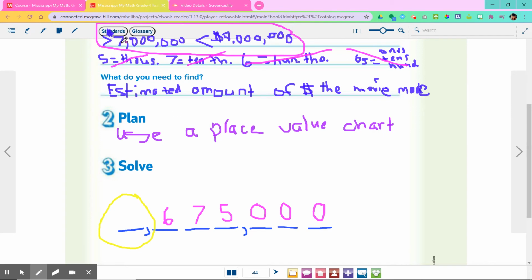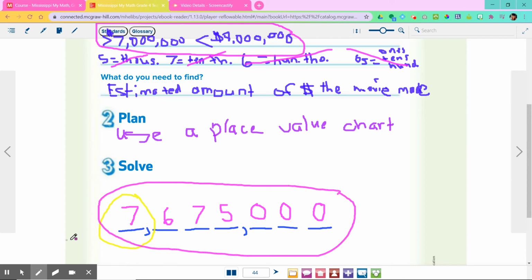But it has to be greater than 7 million, so I can't use 1 million, can't use 2 million, 3 million, 4 million, 5 million, 6 million. Well, what about 7 million? If I put a 7 right there, my new number is 7,675,000. Is it greater than 7 million? Yes. Is 7,675,000 less than 8 million? Yes. So guess what? I have to put a 7 in that blank.